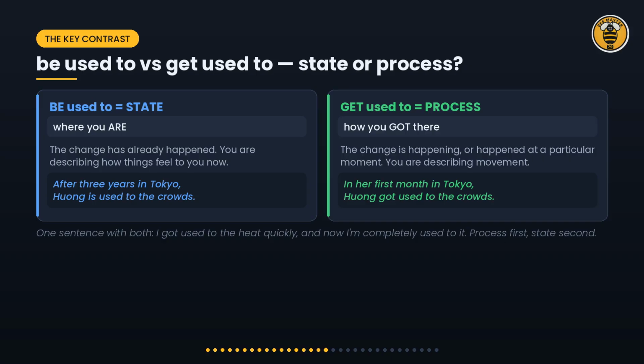Get used to is a process, it tells us how you got there. The change is happening, or it happened at a particular moment. In their first month in Tokyo, Hyun got used to the crowds. And you can put both in one sentence, which sounds wonderfully natural. I got used to the heat quickly, and now I'm completely used to it. Process first, state second.